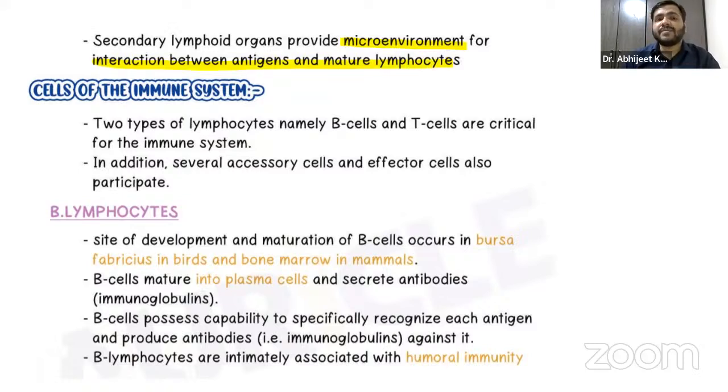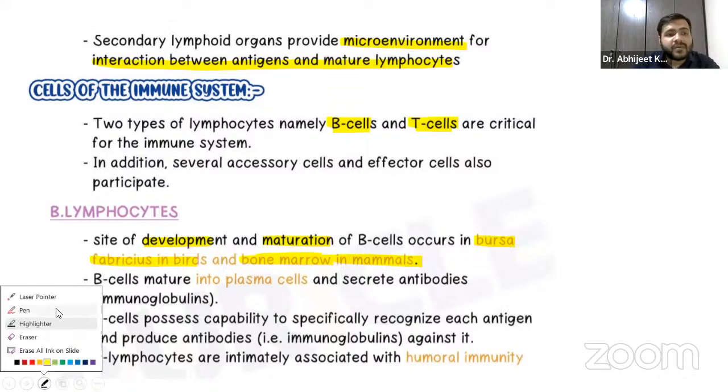Now, there are two types of cells in the immune system, the B cells and the T cells. Remember the B cells: the site of development and maturation of B cells is the bursa of Fabricius in birds, and bone marrow in mammals. That's why the name B cells.